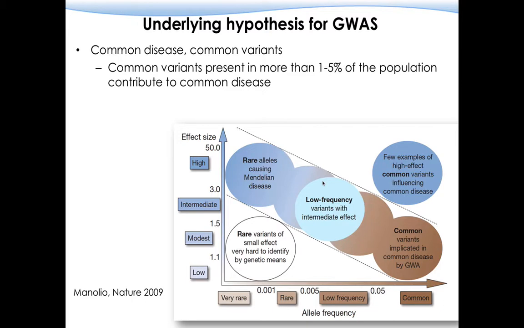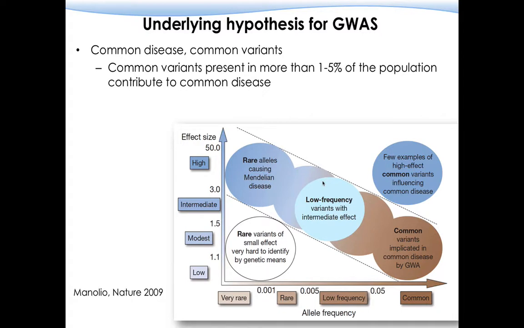And you have probably seen this type of figure in multiple contexts. This is a very nice review paper published many years ago. What it tells us is that the underlying hypothesis of GWAS is common disease, common variants. What that means is that common variants present in more than 1 to 5% of the population contribute to the common disease. This is the hypothesis of GWAS.